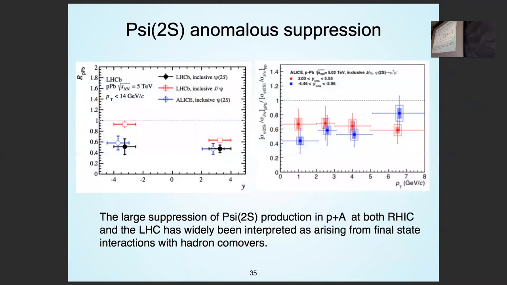So this is a good test. Psi(2S) anomalous suppression has been reported at the LHC in pPb collisions. This is R_pA as a function of rapidity, a double ratio of Psi(2S) and J/psi. So these experimental data clearly show that Psi(2S) is more suppressed than J/psi. And in the heavy ion collision community, this larger Psi(2S) suppression is attributed to the comover effect in the final state.